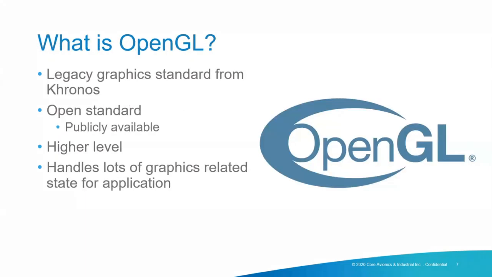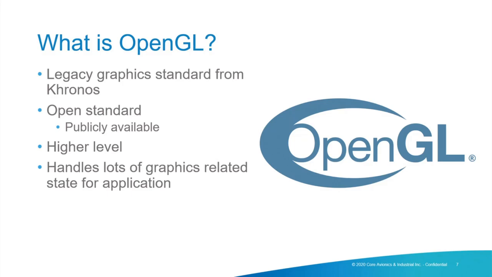Now let's look at the OpenGL side. OpenGL is an older graphics standard from Khronos. It's existed for a while. It has its safety critical equivalent, OpenGL SC. Like Vulkan, it's also an open standard, publicly available. The big difference between OpenGL and Vulkan, like mentioned before, is that OpenGL is higher level than Vulkan. It doesn't give you as nitty-gritty access to all of the functionalities in the GPU.